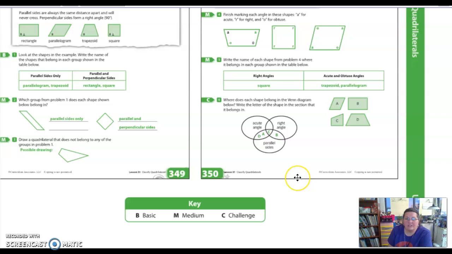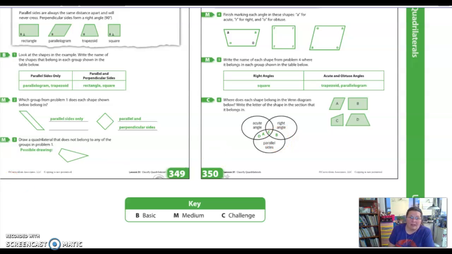Then we come down to number 6. This is where we do get to write A, B, C, D. It says, where does each shape belong in the Venn diagram below? Write the letter of the shape in the section that it belongs in. So for acute and parallel sides, we have D and A. In the middle of all 3 of these, we have C. And for right angle and parallel sides, we have B.